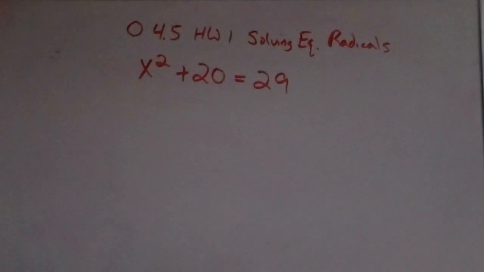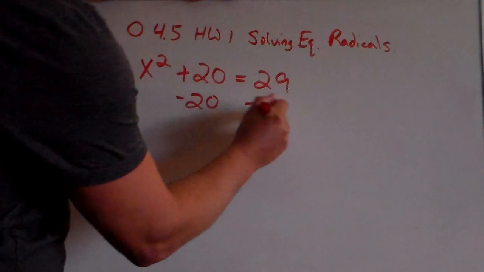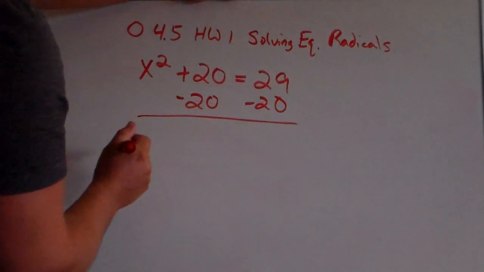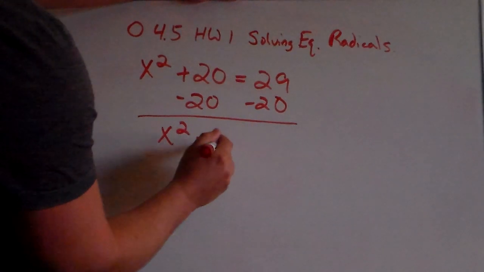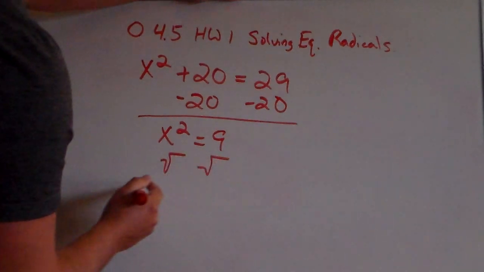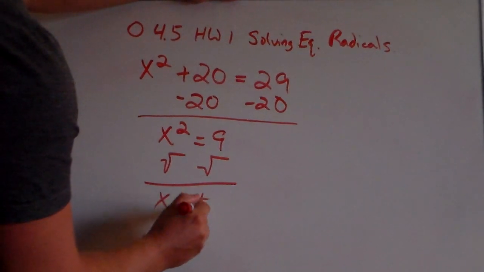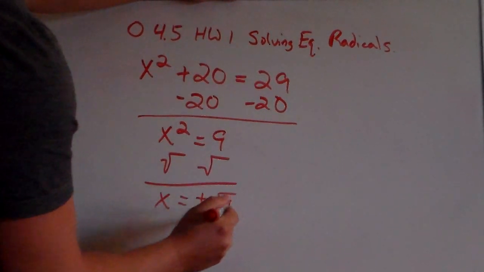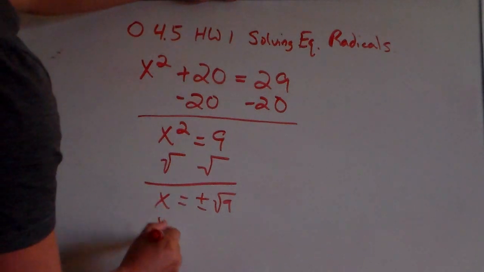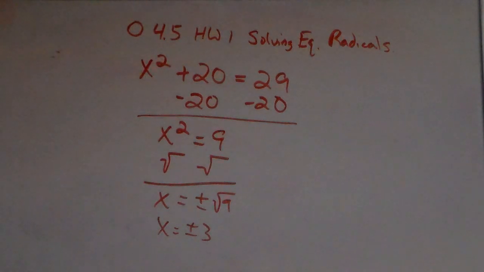Alright, this next problem here, we have x squared plus 20 equals 29. Our goal is to get x all by itself again. So we use our inverse operation skills that we've been using for the past couple days. We subtract 20 from both sides. We get x squared equals, well, 29 minus 20 gets you 9. Then you take the square root to both sides, because that's the opposite of square. So x equals plus minus the square root of 9. So the square root of 9 is 3. So x equals plus or minus 3. And that's our answer for number 5.